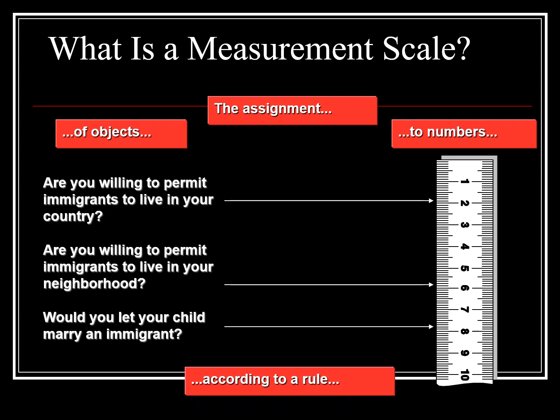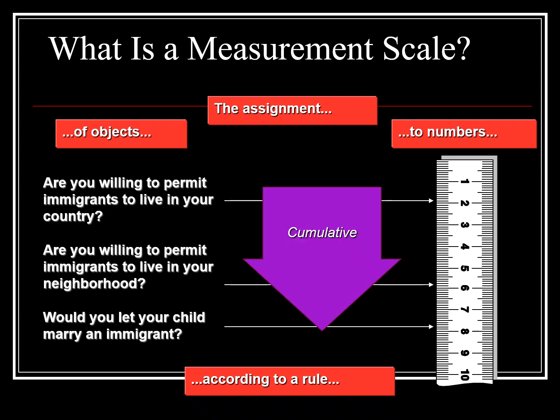And we're going to use a rule to do this. So our final definition of what is a measurement scale is it's the assignment of objects to numbers according to a consistent rule. So as I said, this particular scale would be considered an ipsative or cumulative scale.